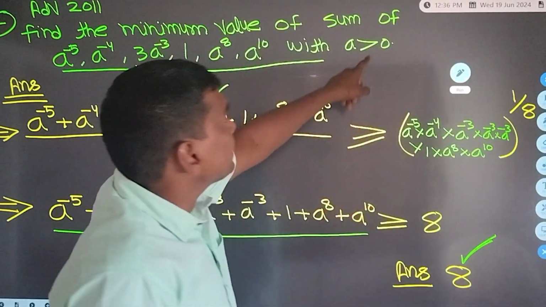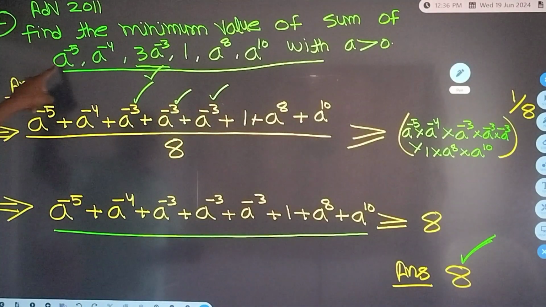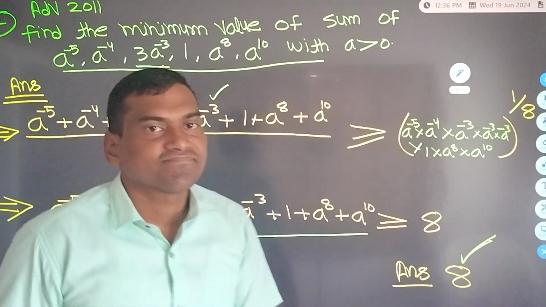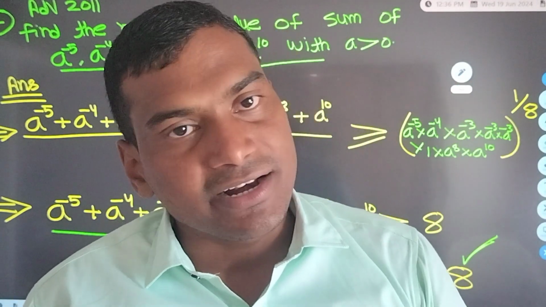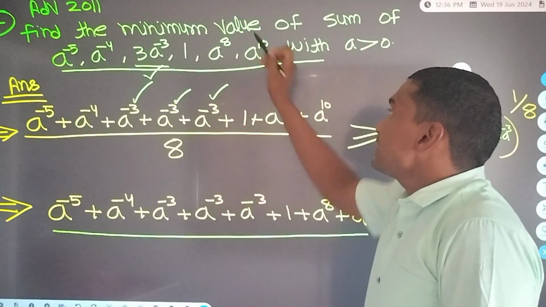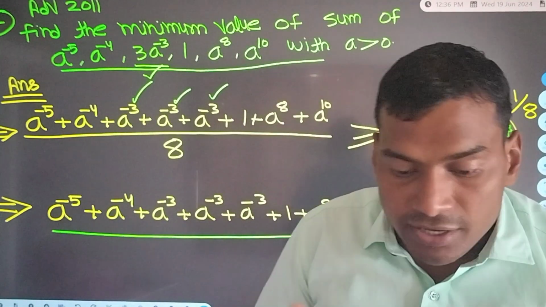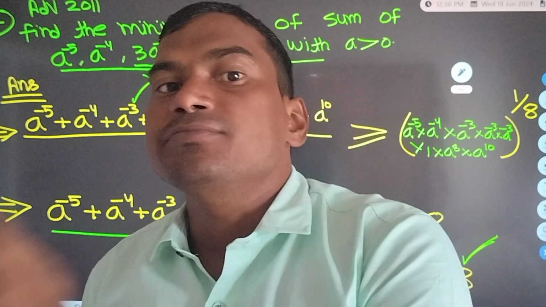You can see a greater than 0. If a is greater than 0, all these numbers are positive. Clear? All numbers are positive. They are real already. And they are asking about minimum or maximum. So from here we got the clue that this is a question of AM-GM inequality.